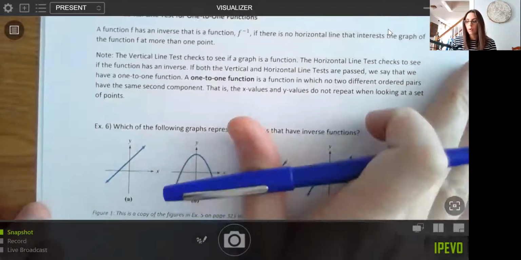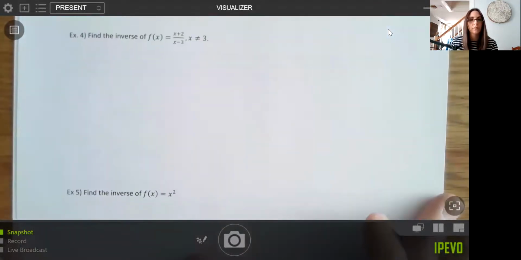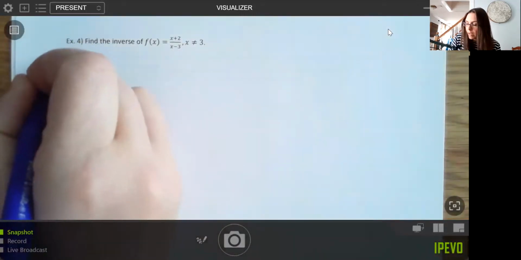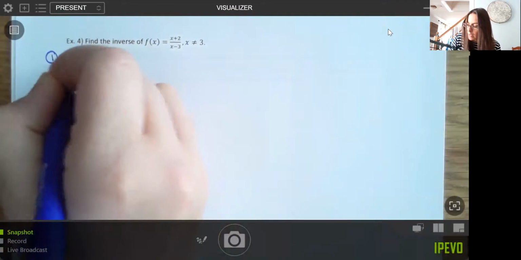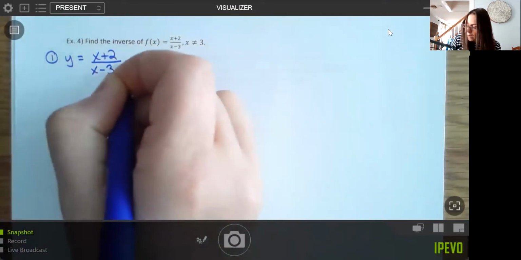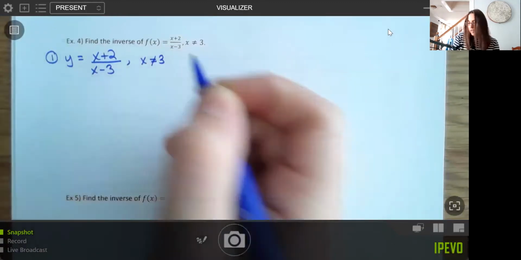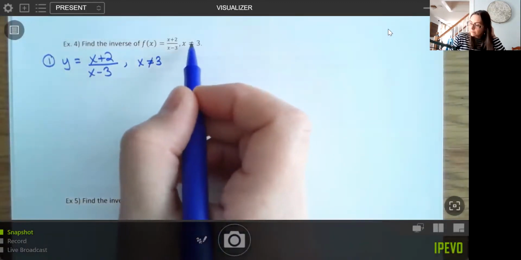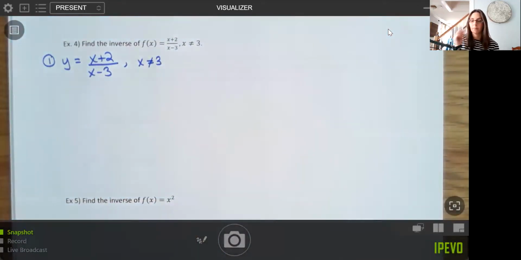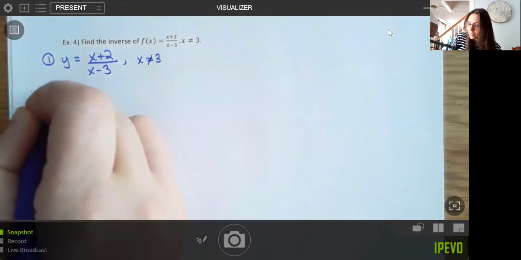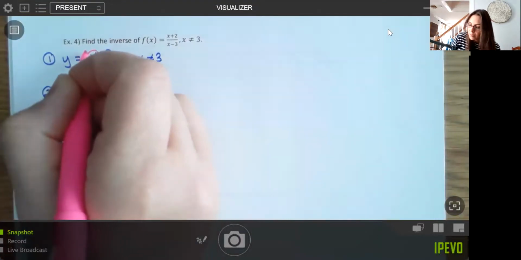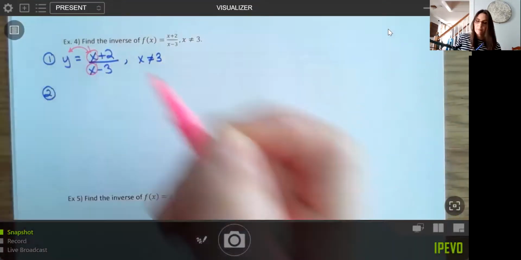All right, let's do 2 more. So here I am going to go ahead and first of all, just rewrite this. y equals x plus 2 over x minus 3, and then our x value is not equal to 3. So notice here your x value is not 3. That's because 3 would make the denominator 0. So we do have to exclude that from the domain. And then your second step is you're going to swap. So wherever you see x's, you're going to replace them with y's and vice versa.